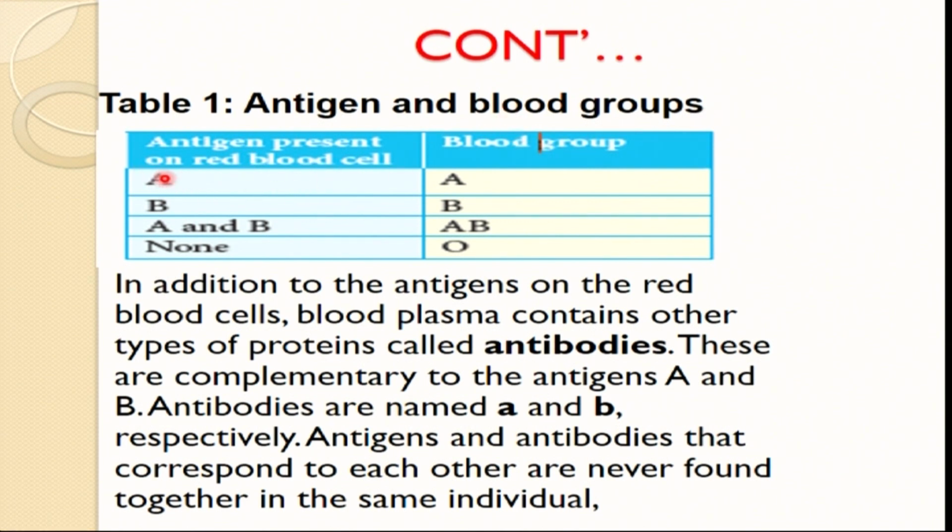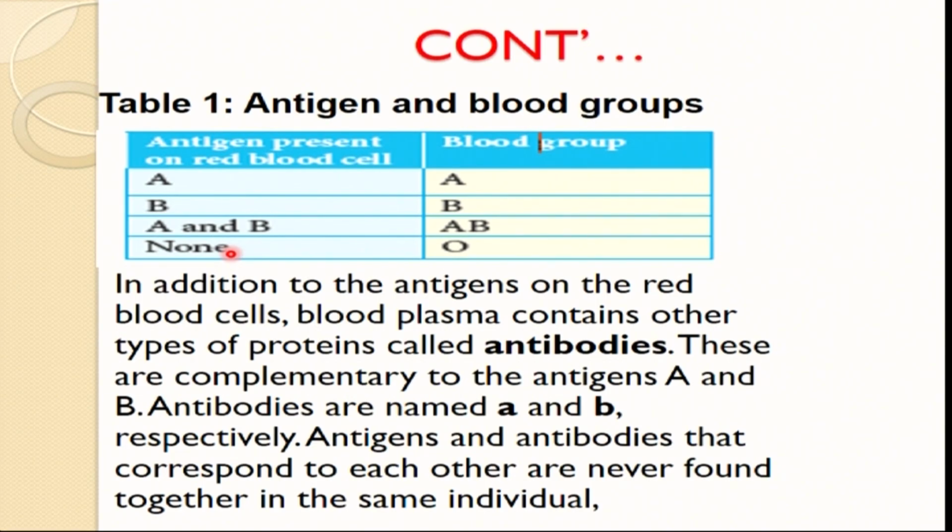A person with antigen A must have blood group A. A person with blood group B must have antigen B, present in the red blood cells. If you find antigen B in your red blood cells, it means that you have blood group B. When you have antigens A and B in your red blood cells, it means that you belong to blood group AB. When you don't have any antigen, it means that you have blood group O.